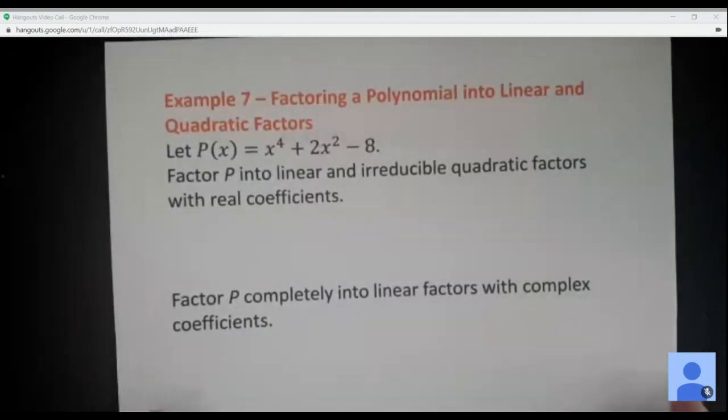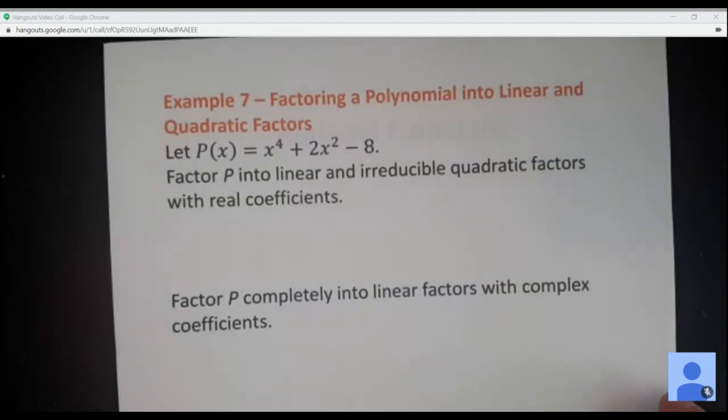So let's look at this. For this one, we're asked to factor it first into those linear and irreducible quadratic factors. And then we're going to factor completely, meaning we want to include any imaginary values that we would also get. So this is only going to include real values. This down here could include imaginary values. That's the difference.